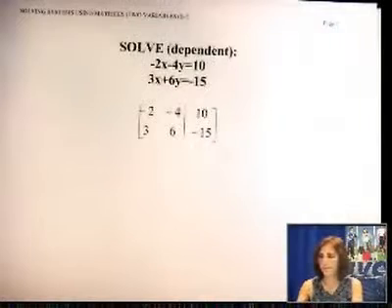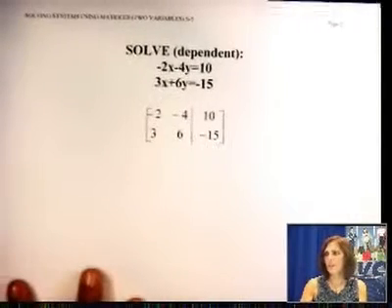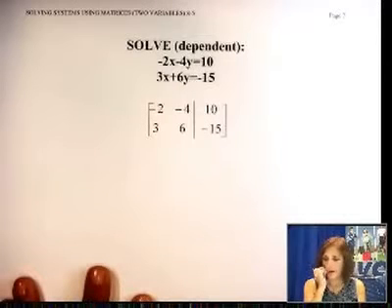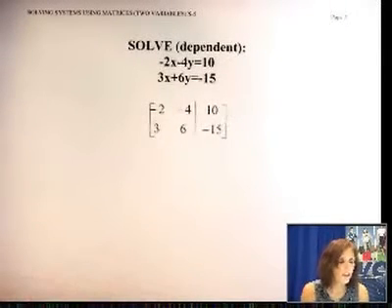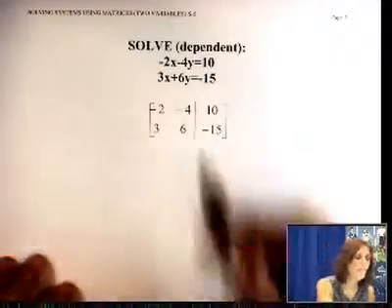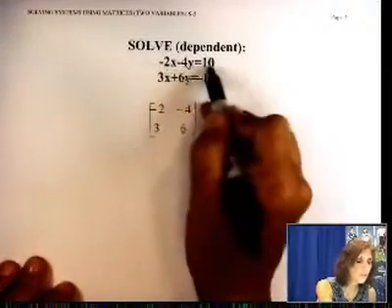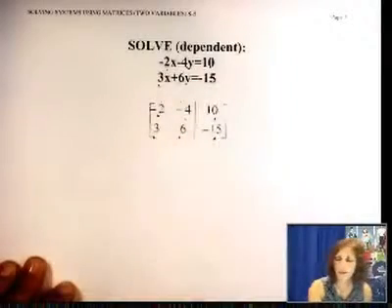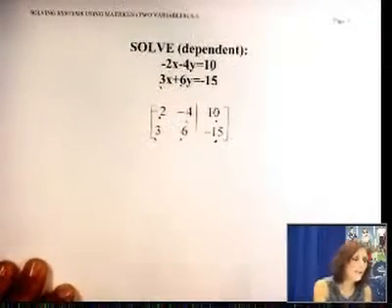Okay. Let's do this equation. Okay. Negative 2, negative 4, 10. So I put the equations negative 2, negative 4, 10. I put 3, 6, negative 15. All right. So what am I supposed to do?